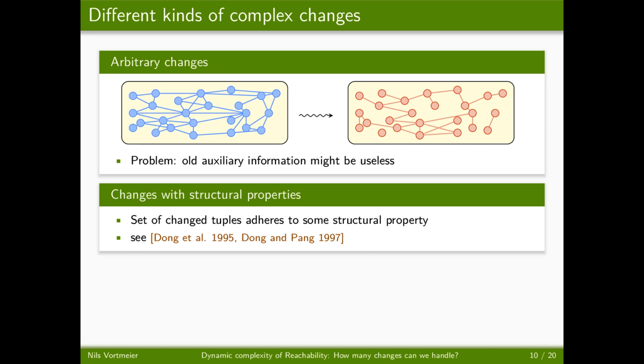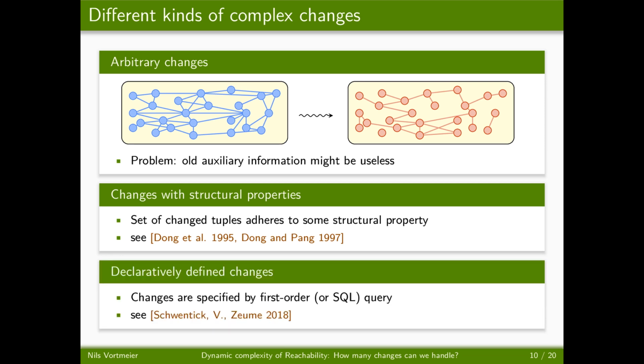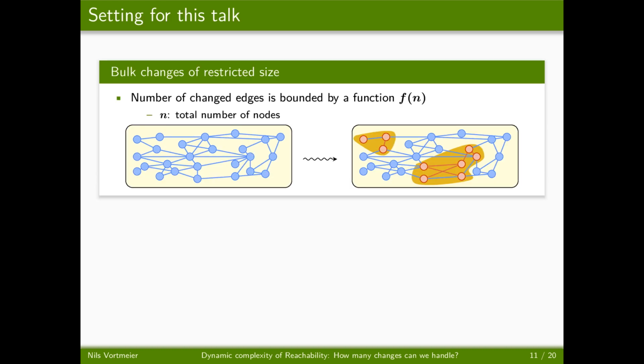One possibility to do that is to consider changes that adhere to some structural property. For example, you are allowed to insert multiple edges, but only one inside each connected component. Another possibility is to study changes that are specified as a result of a query on our input instance. For this talk, we consider another option, which is bulk changes of restricted size. For this kind of changes, we are given a function f, and if our input graph has n nodes, then in one step we are allowed to change f(n) many edges.